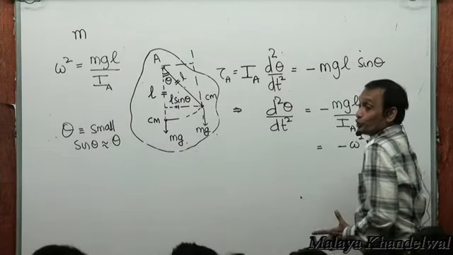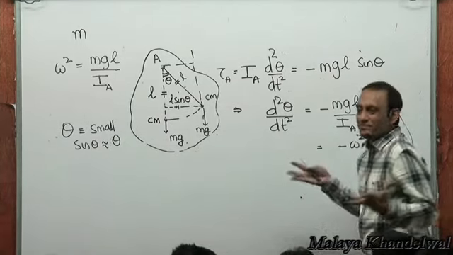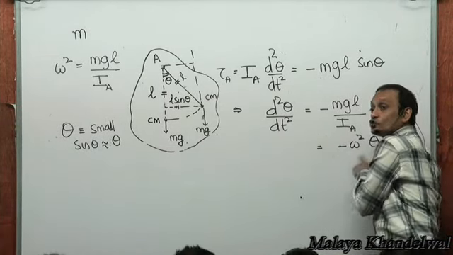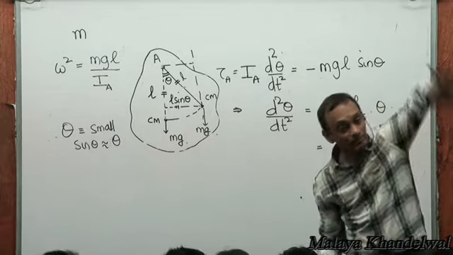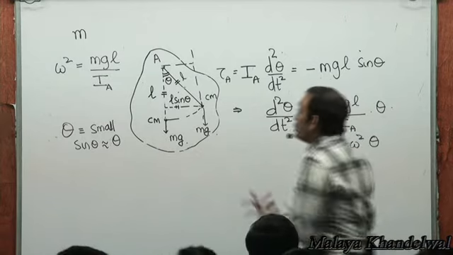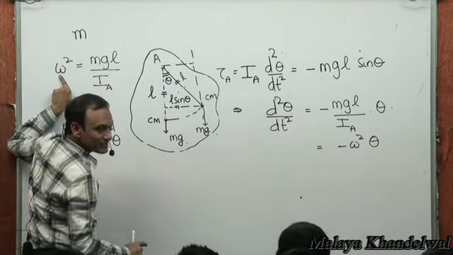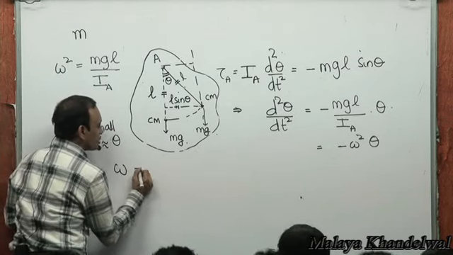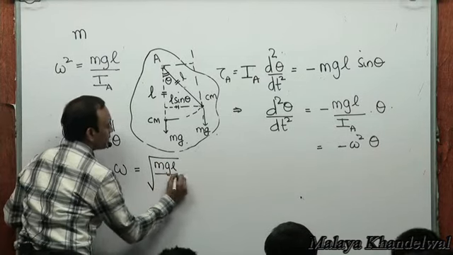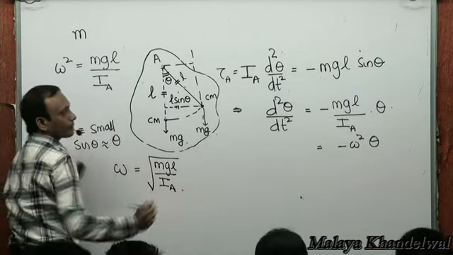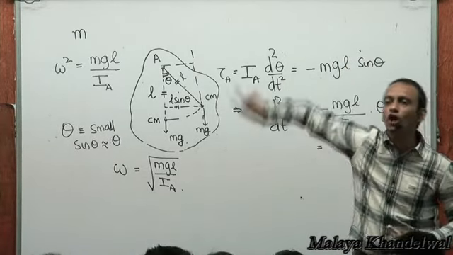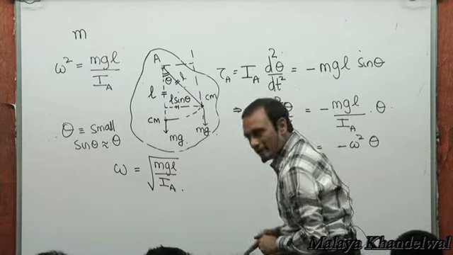Which means now the body will execute angular SHM. See, d2 theta dt2 is minus a positive constant into theta, so this is going to be a case of angular SHM, right? Whose angular frequency will be this much. Omega, the angular frequency of oscillation, is going to be root of mgL divided by I about A. The time taken to complete a full oscillation is going to be 2 pi by omega.